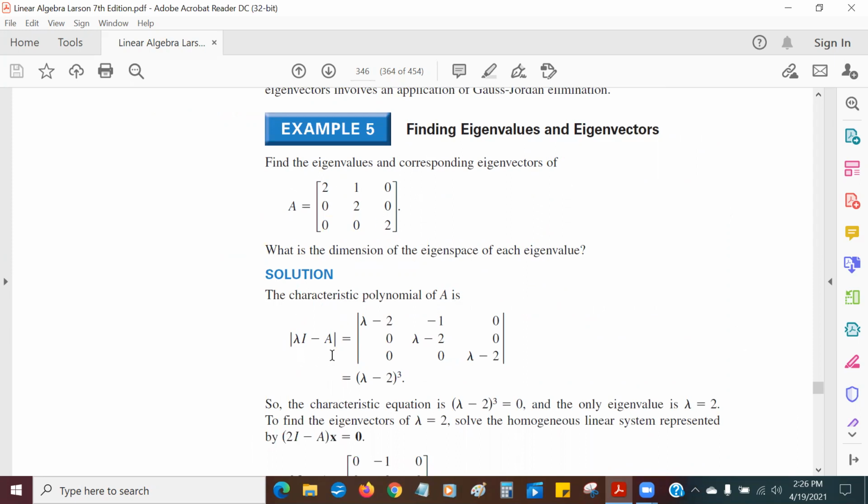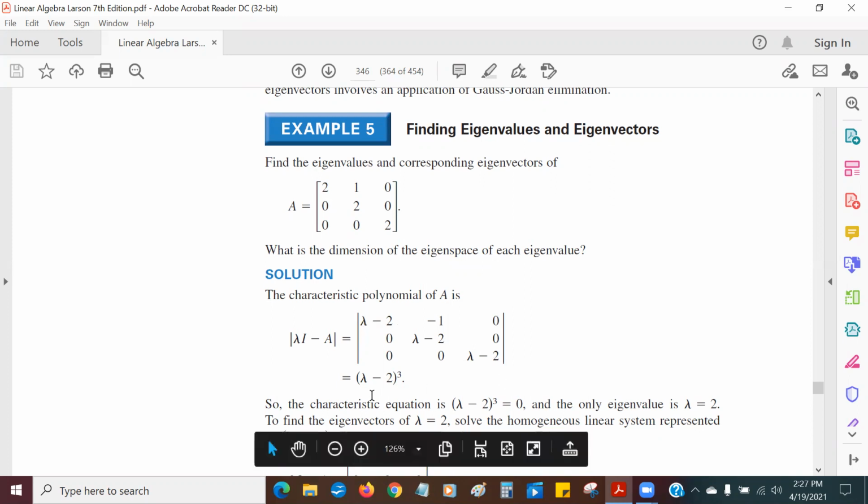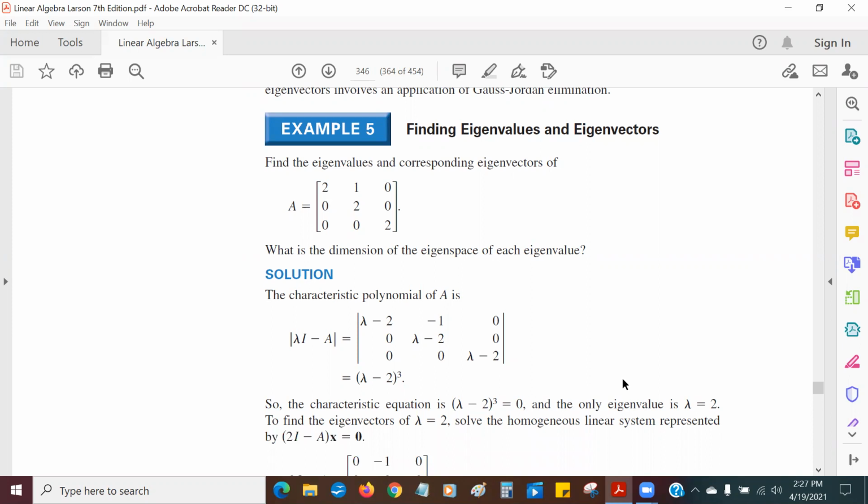So when I do lambda I minus A, which is what I taught you in the previous videos, I get lambda minus 2, -1, 0, 0, lambda minus 2, 0, 0, 0, lambda minus 2. Now you know that this is a triangular matrix, so the determinant is just going to be the product of the main diagonal, which is going to be lambda minus 2 to the third power. So our characteristic equation is lambda minus 2 cubed equals 0. I don't have to multiply anything out. Obviously the only eigenvalue is lambda equals 2.